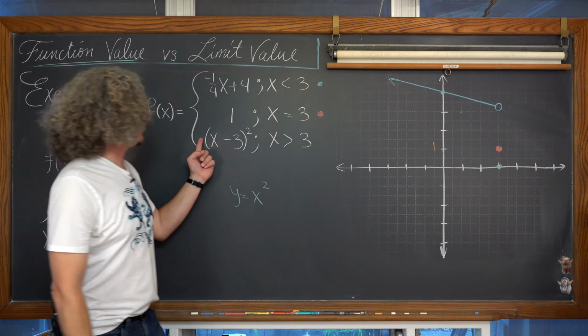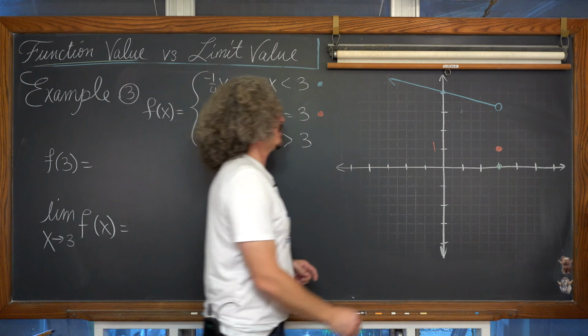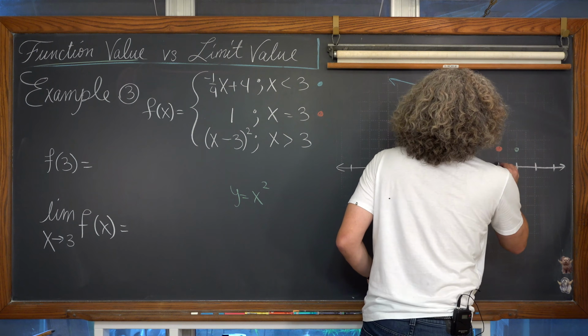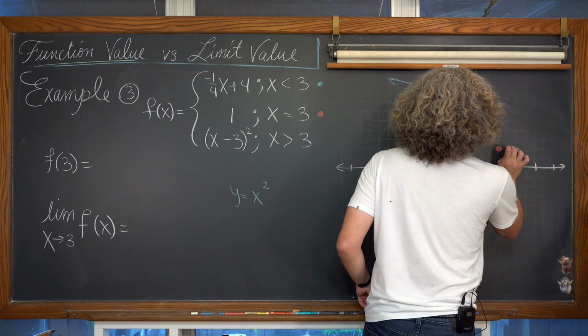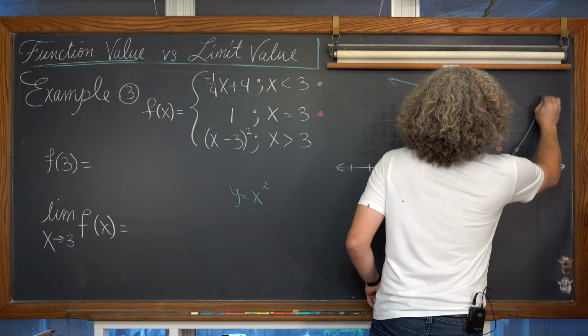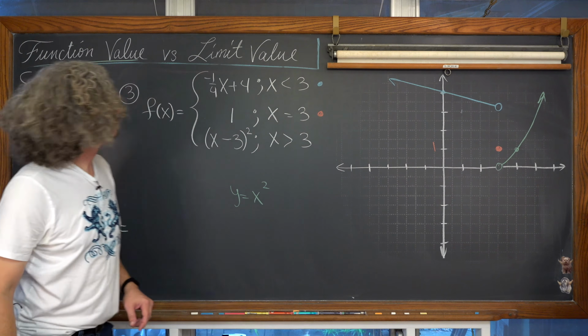We don't have any vertical stretch applied to this parabola, so we're going to go over 1 and up 1, and kind of just continue to sketch it. We're going to have an open dot down here and have a parabola opening up.